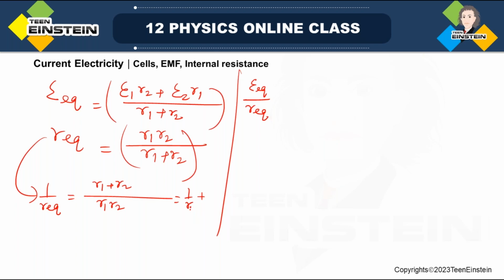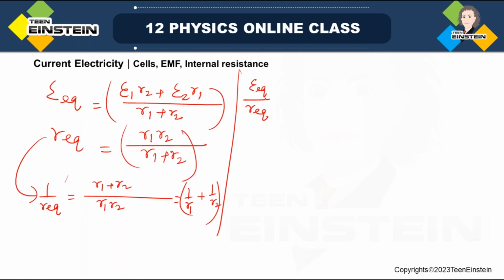So this is R1, this is R2. So what does this mean? This means that in parallel combination of cells, the internal resistances combine just as resistances are combined in parallel combination. So in case of parallel combination of cells, internal resistance also will be combined as a parallel combination. So this is what we have seen here. So from these two, it is very evident.